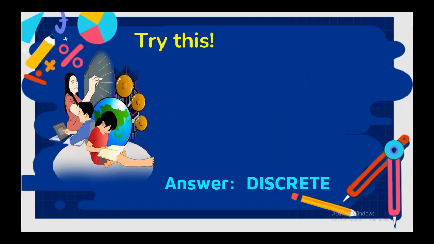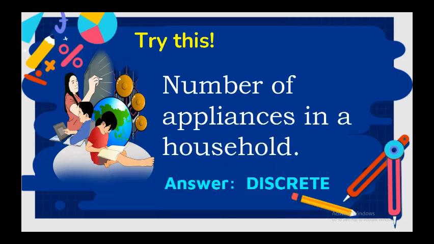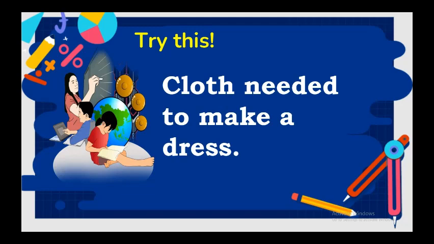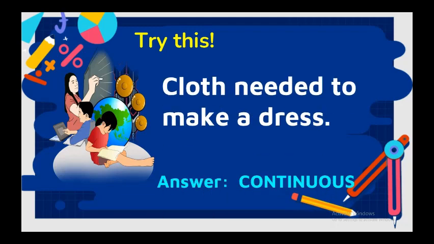Let us check the answer. This is a discrete random variable because we can count the number of appliances in a household. Next statement: cloth needed to make a dress. Is it a discrete random variable or continuous? The answer is continuous because we need to measure the cloth that is needed to make a dress.